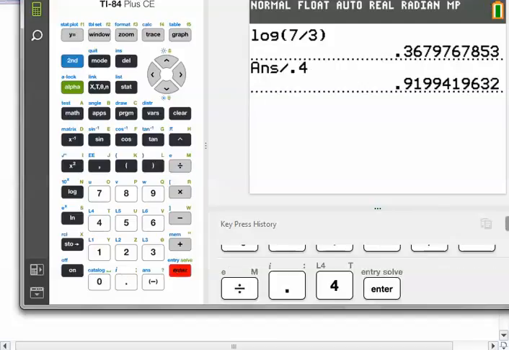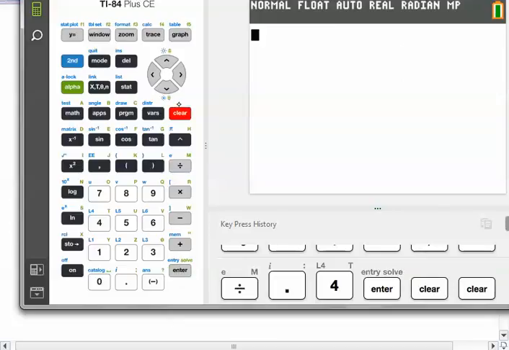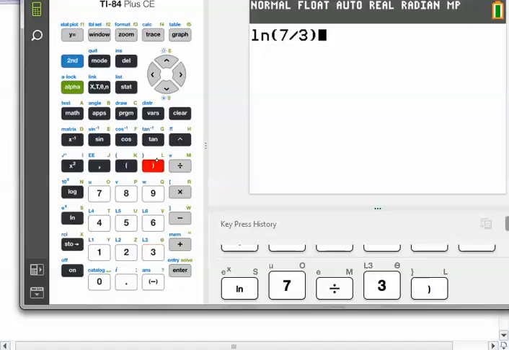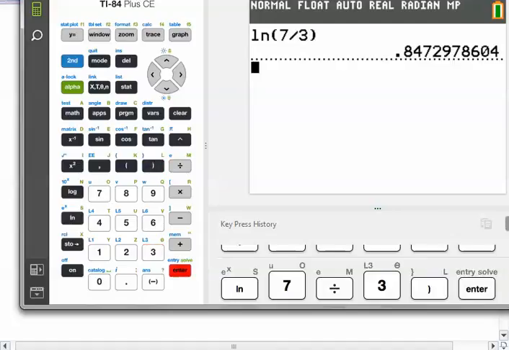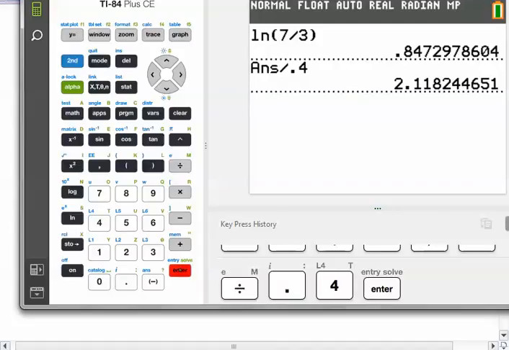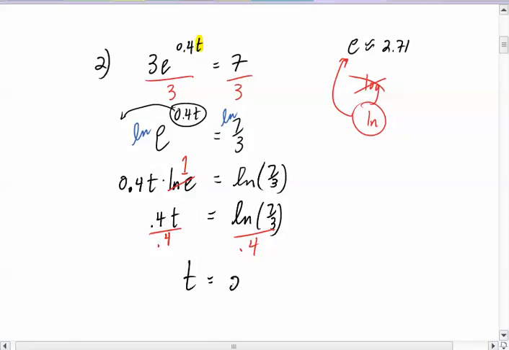Oops. Okay, something looks fishy. Let me try that again. Clear. I didn't use the natural log. Natural log of 7 divided by 3, enter, divided by 0.4. There it goes: 2.1182. Let's take a look. 2.1182. Okay, and we're going to call that roughly.